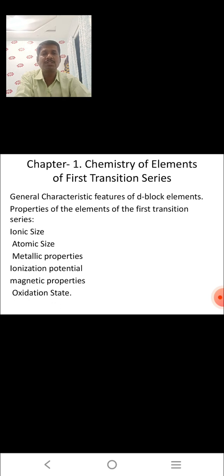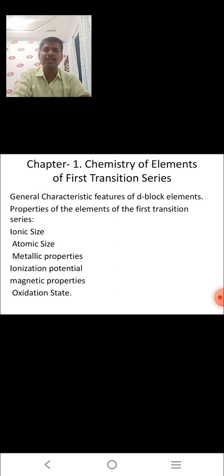under this heading we will discuss what is meant by the D block elements. First of all, we will learn the concept of D block elements, the general characteristic features of the D block elements, and the properties of the elements of the first transition series. The D block elements are divided into 3 series: the first transition series, second transition series, and third transition series.